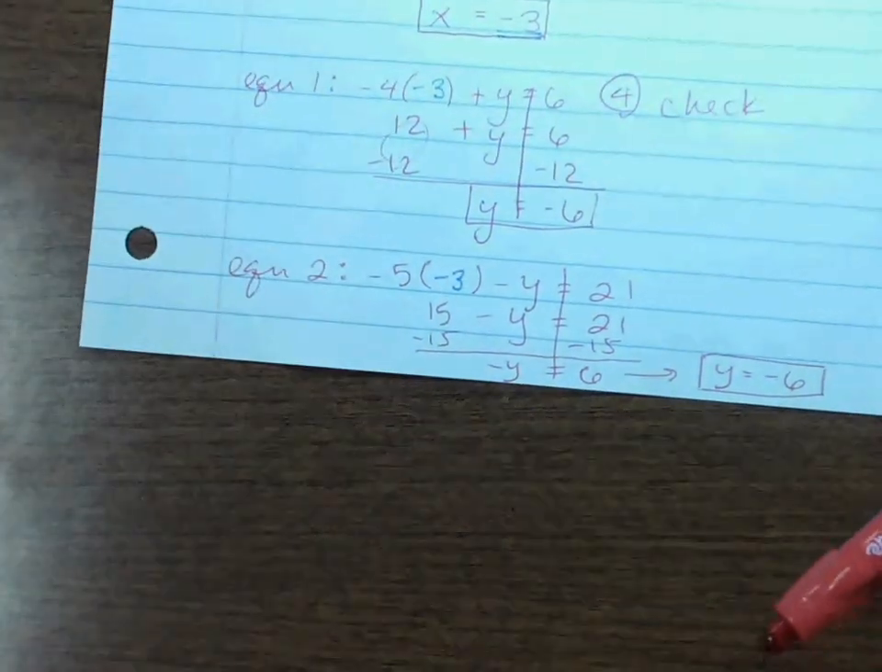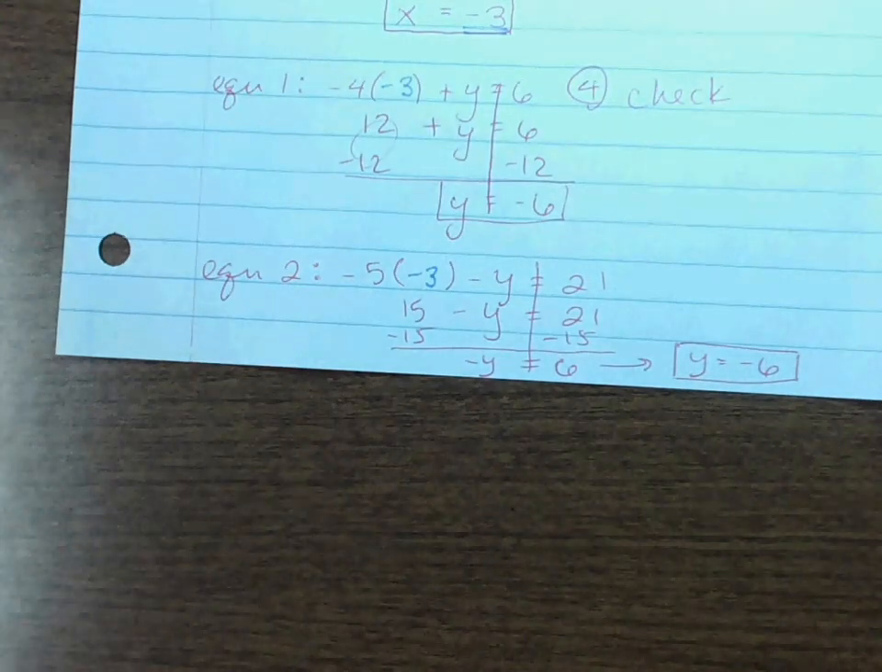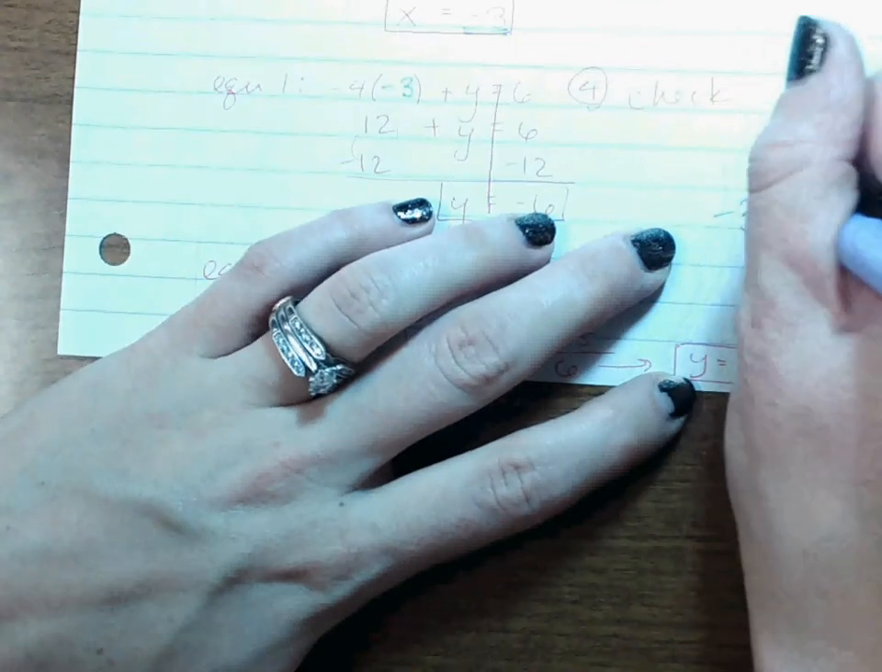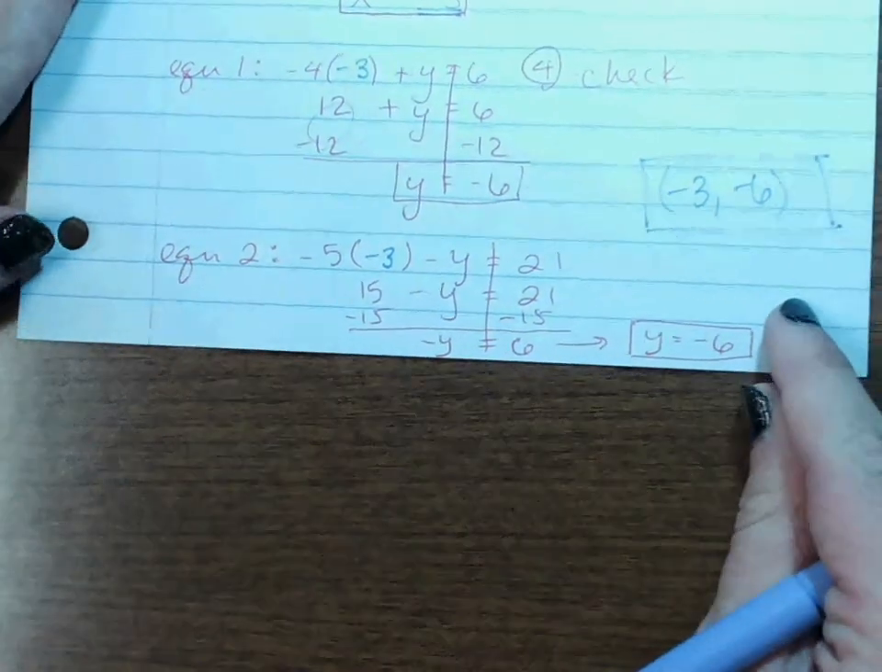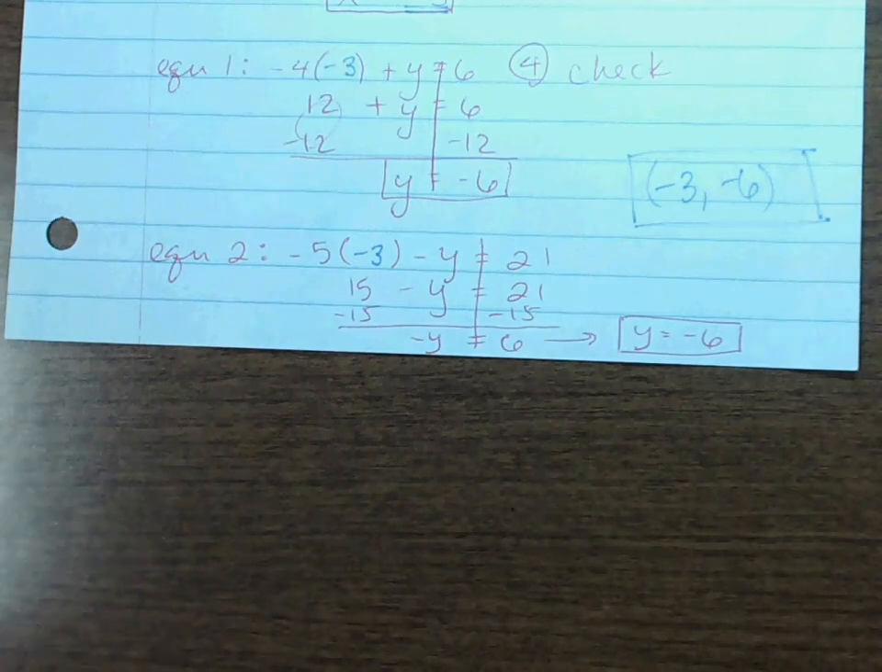So then what would be our solution? It's a coordinate, remember? Negative 3, negative 6, good. So you could, if you wanted, check this by graphing. You could get y by itself for both, get it into slope-intercept form, y equals mx plus b, graph it, find your intersection, and it should be this exact same coordinate. But this would be the alternative method in using substitution.